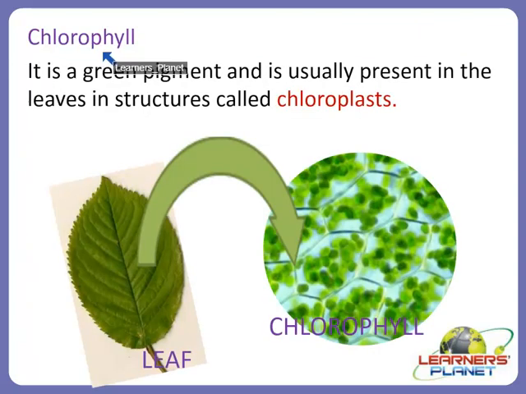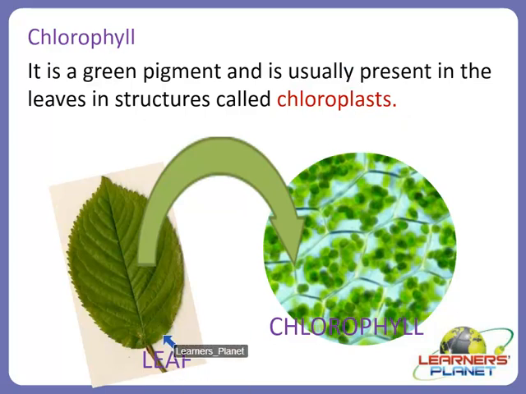First we will start with the pigment called chlorophyll present in the green plants. What is meant by a pigment, children? A naturally occurring substance that gives a particular color to a plant or an animal part is known as a pigment. And here we are discussing one such pigment present in plants called chlorophyll. It is a green pigment and is usually present in the leaves in structures called chloroplasts.